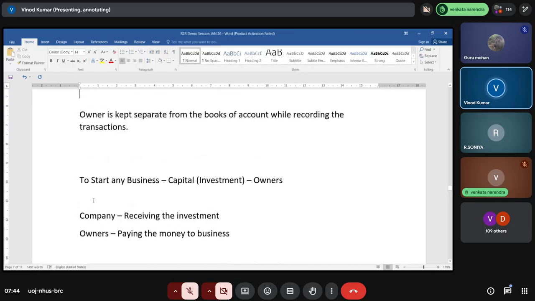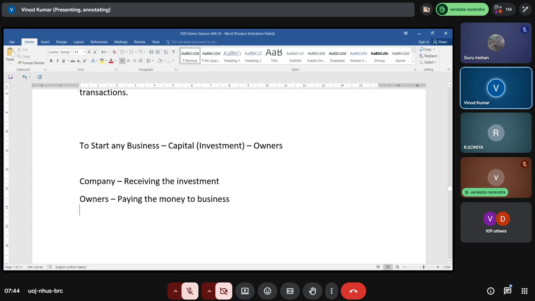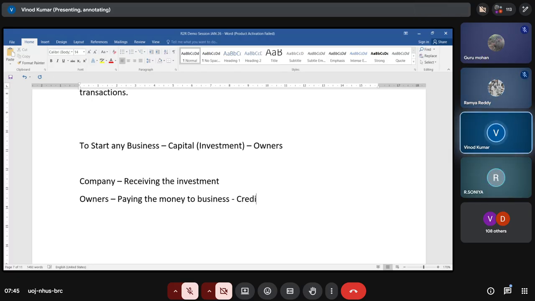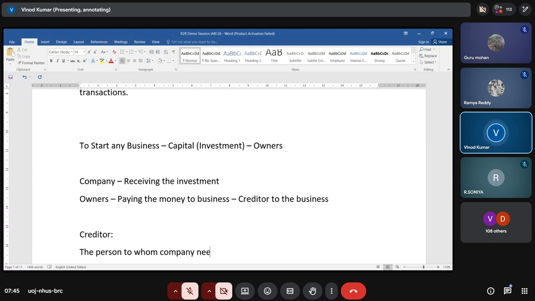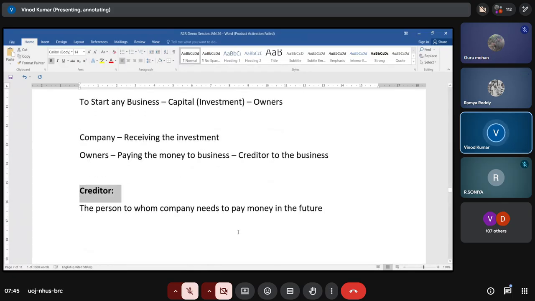So what this business entity concept says is that we need to keep the owner treated as separate from the books of accounts. While keeping the company's books of records, the owner is to be treated as a creditor to the business. What is the meaning of creditor, guys? The person who is giving credit, who is crediting the money to the business. Creditor is nothing but the person to whom the company needs to pay money in the future.